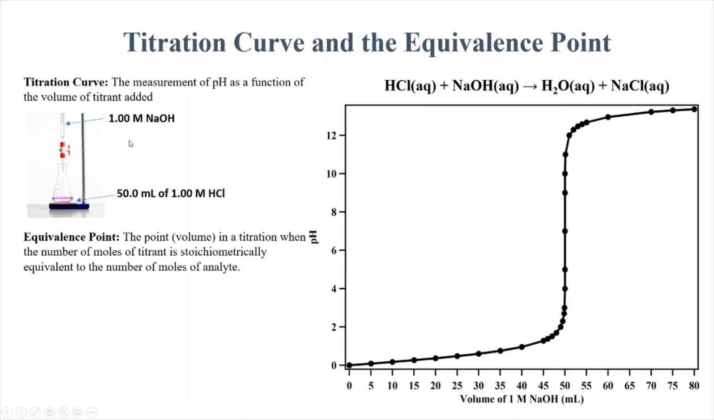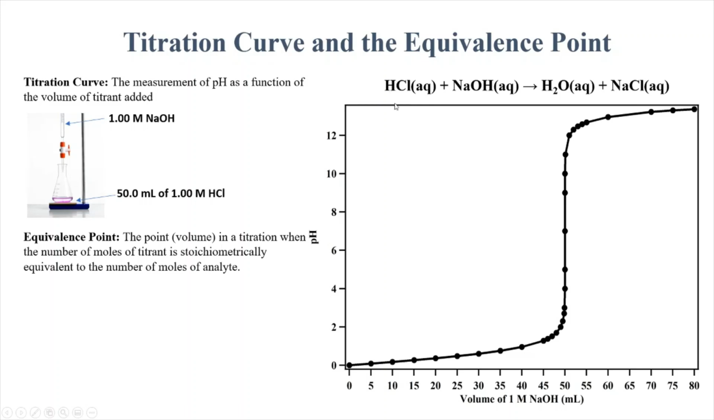So in this particular reaction, and what this titration curve is generated from, is where we have a known concentration of NaOH, which is 1 molar in our burette, and a known concentration of HCl. Now normally this would be an unknown, but we're using a known here because now we can actually start to figure out what's happening in our titration curve. So in this case, it's 50 milliliters of a 1 molar HCl solution.